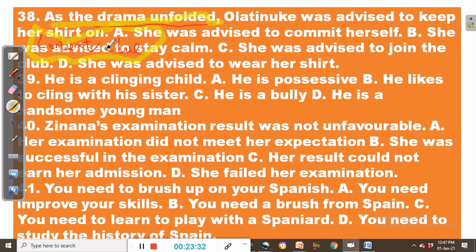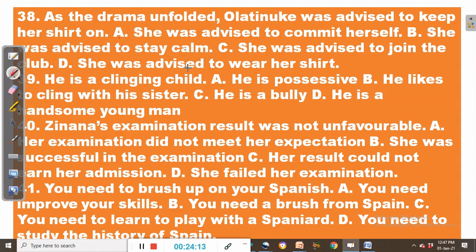So let's look at the options with the picture we have gotten. Let's use the knowledge we have derived from the context clues and from the images. Let's attempt to pick the option. A, she was advised to commit herself. Well, that's not likely. B, she was advised to stay calm. Of course, this is the possible answer. She was advised to keep calm, to stay calm. That obviously is the answer.